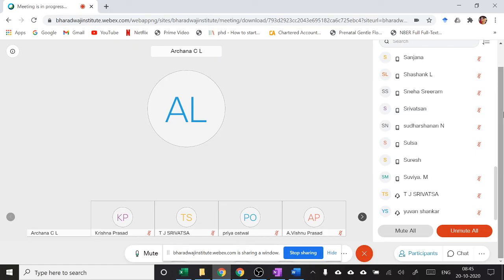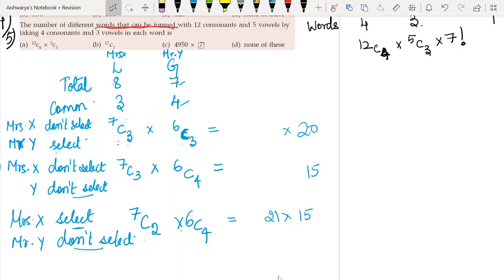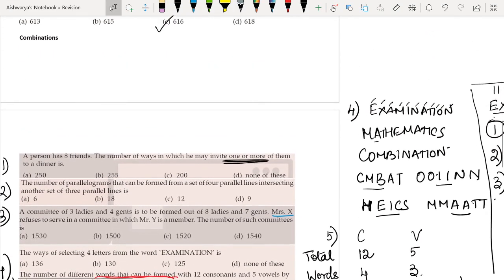You're welcome. Ma'am, in the above question that we did, this fourth question, suppose if they ask arrangements, then we should include the arrangements also, no, ma'am? You mean to say an examination question? Yes, ma'am. Okay, I'll tell you that now.